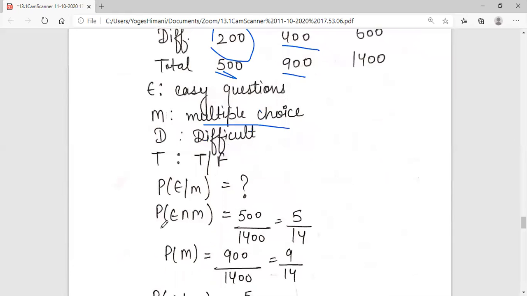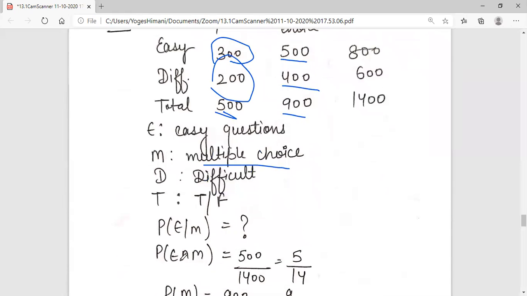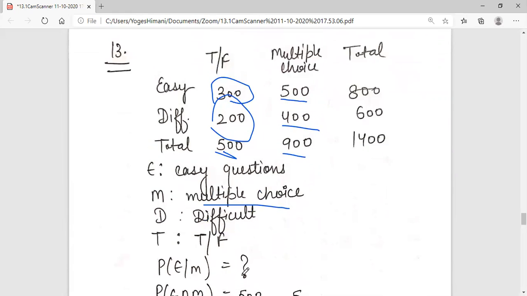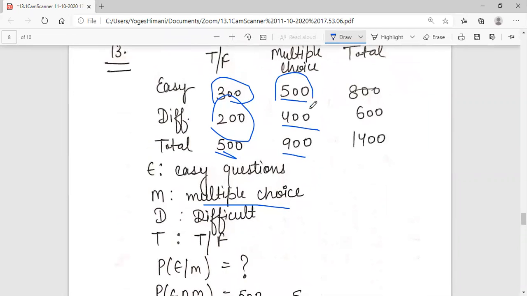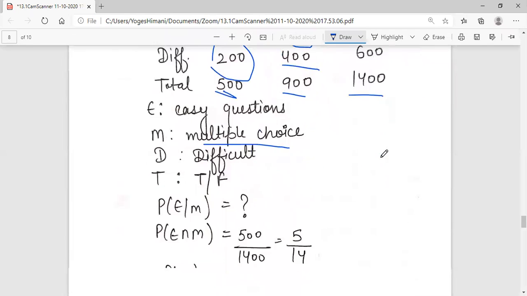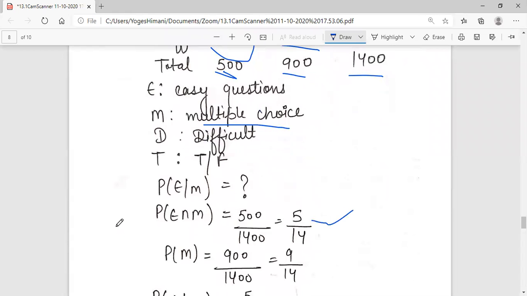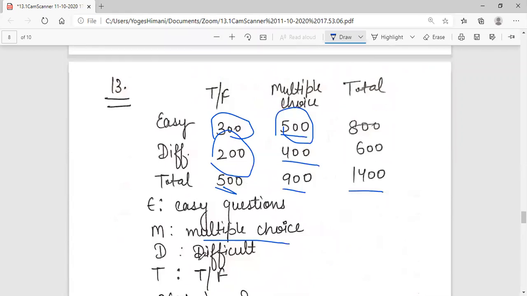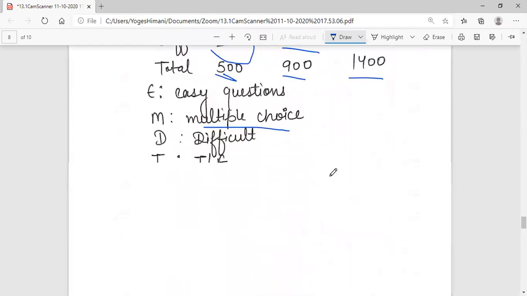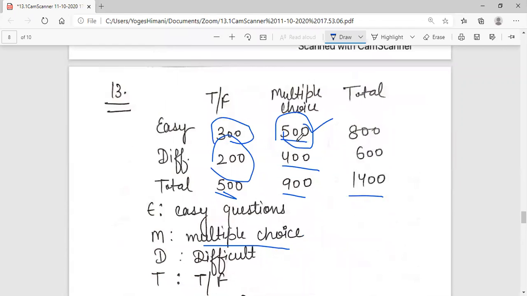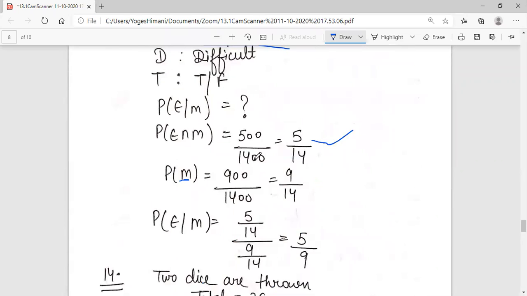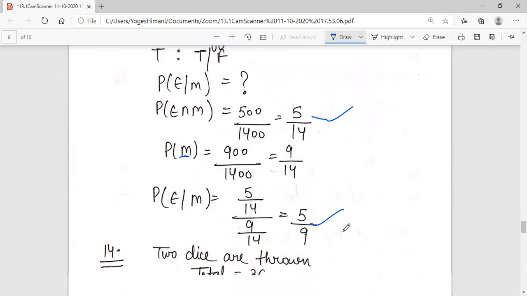Now for E by M we need intersection. Intersection means which questions are easy and also multiple choice. How many questions are there? 500. And total how many questions are there? 1400. 5 by 14. Probability of M: how many multiple choice questions are there? 500 plus 400, total multiple choice questions are 900. That's why 900 by 1400, 9 by 14. Now we have to find E by M. Formula: intersection of E and M upon probability of M. That is 5 by 9.